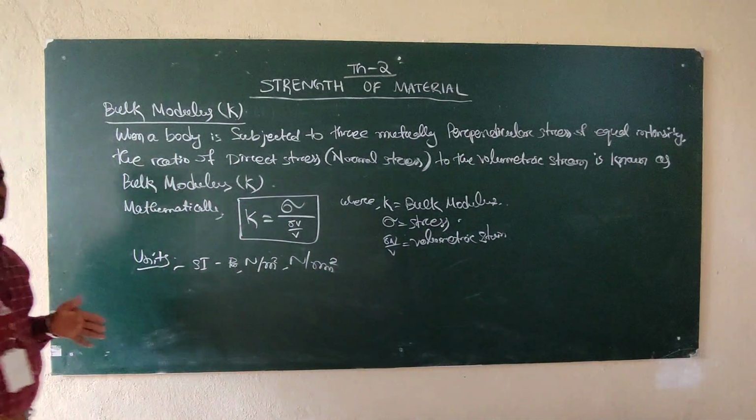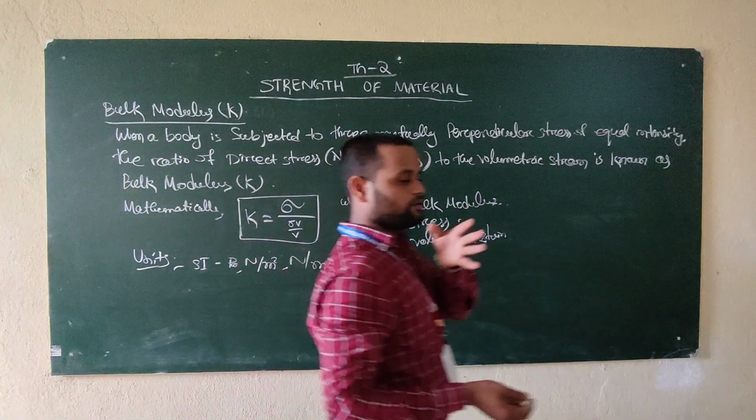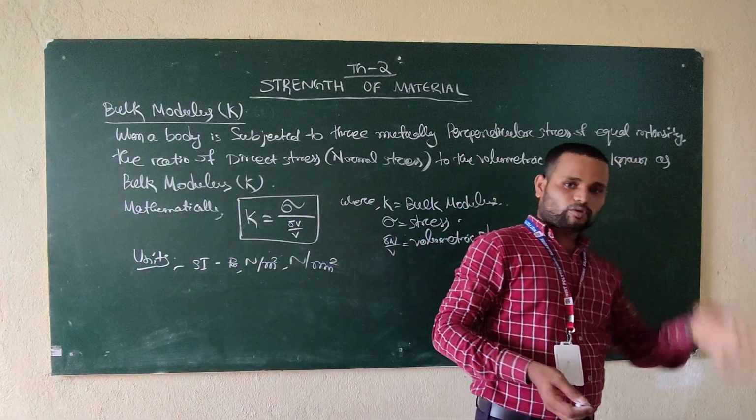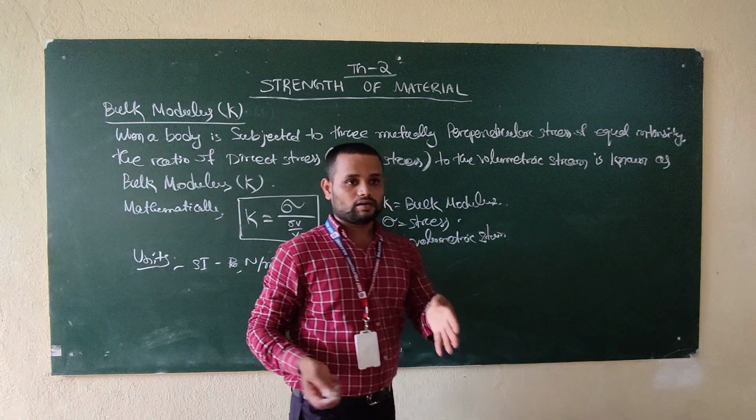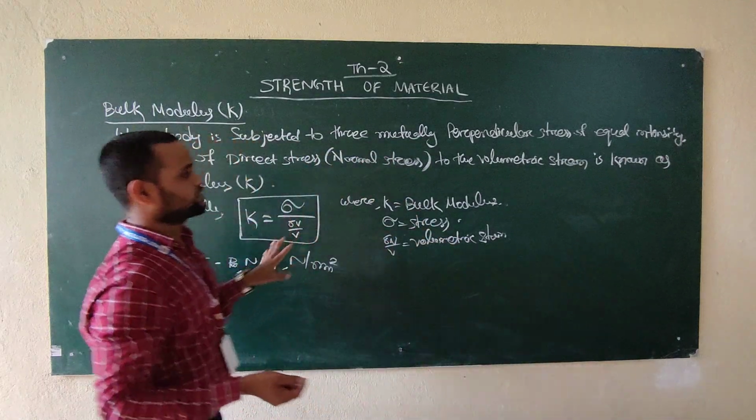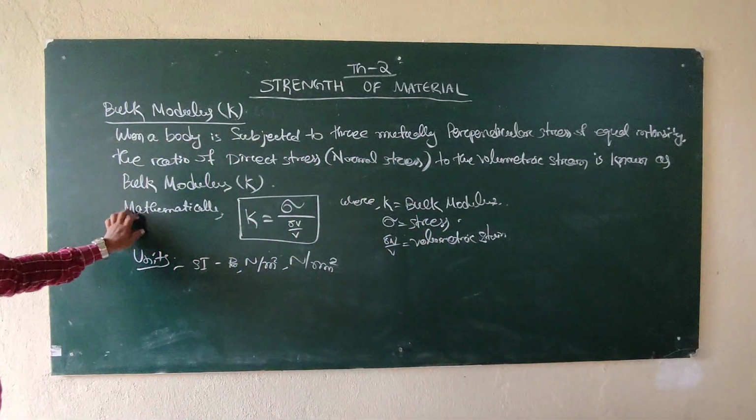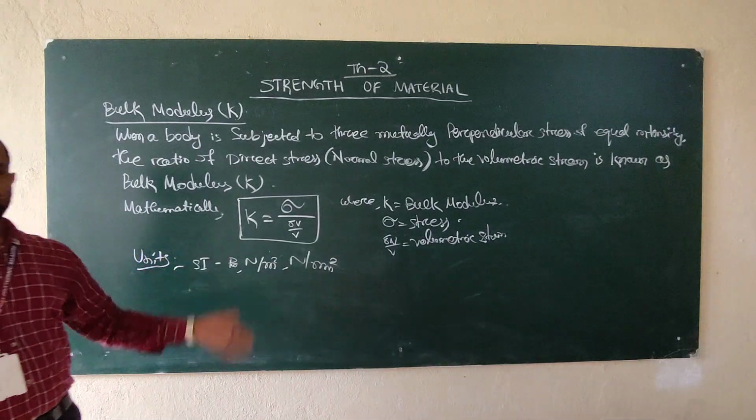What is bulk modulus? When three mutually perpendicular stresses act upon a body, then the ratio of direct stress to the volumetric strain is known as the bulk modulus, or K. So write this down.